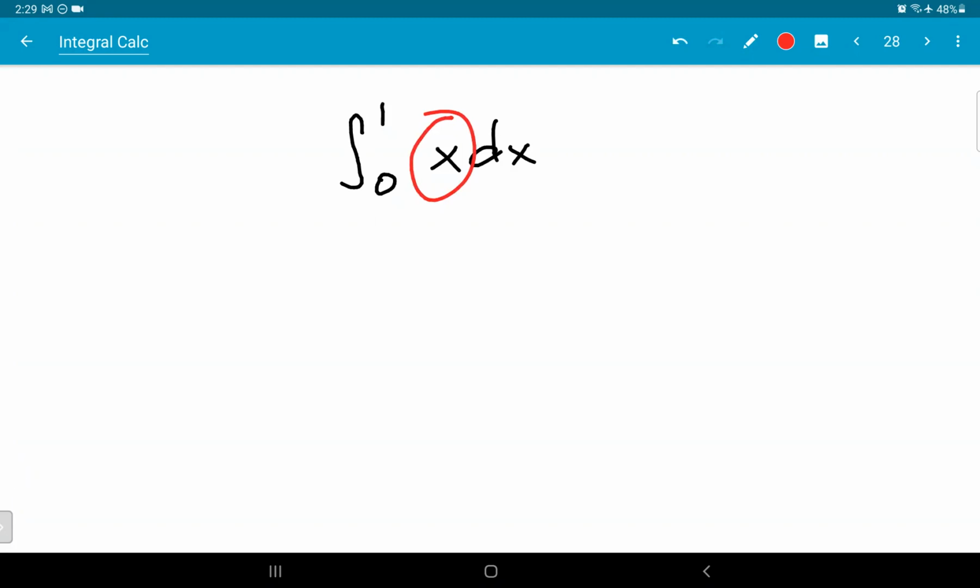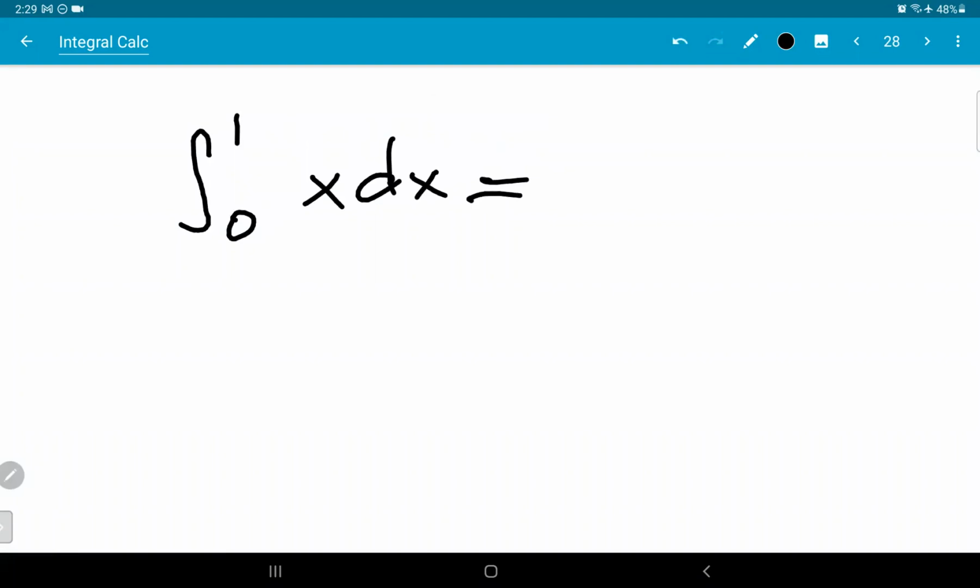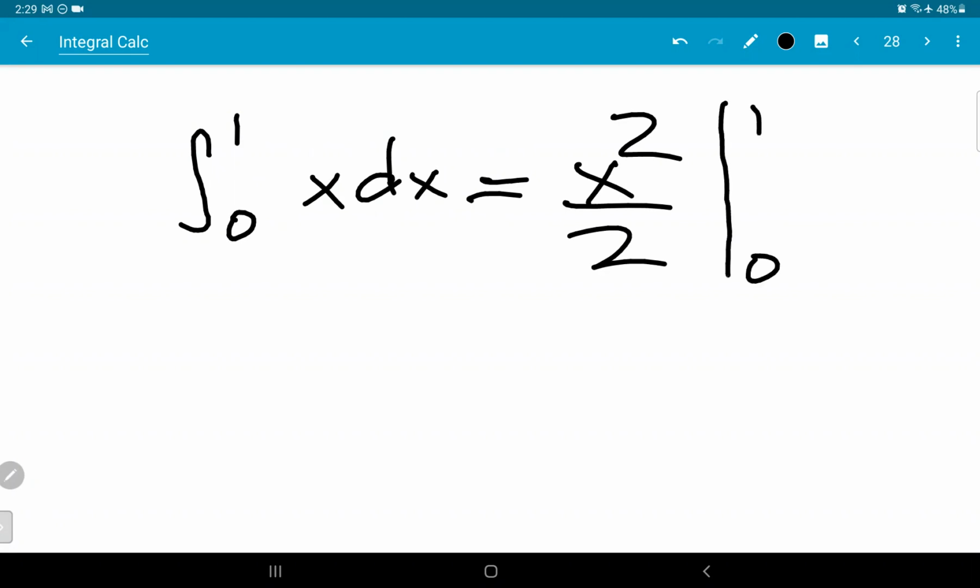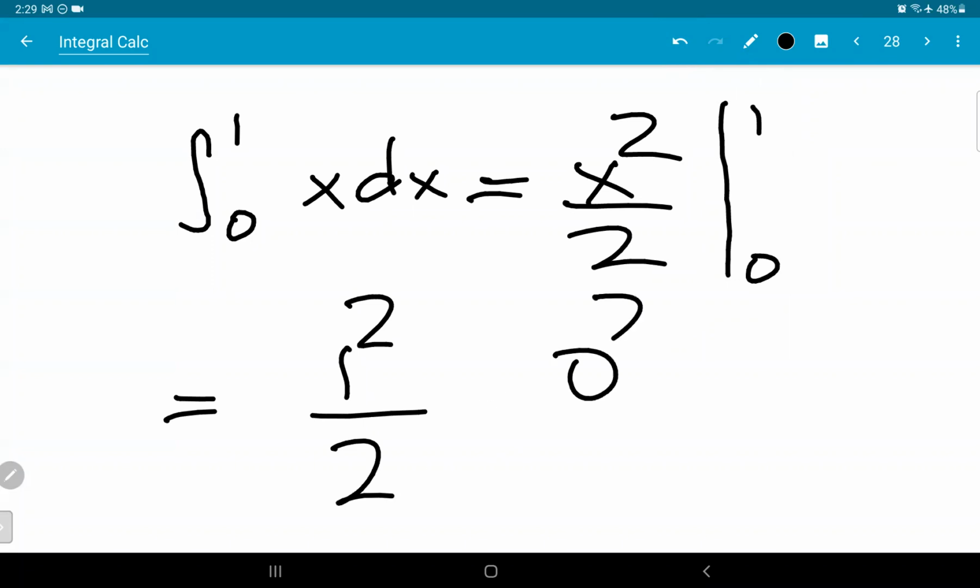X squared over 2, right? We discussed that. So you use the antiderivative instead of using capital F. Let me just give it here directly as x squared over 2. And to remind us that we are integrating from 0 to 1, I put them right here. 0, 1. That means I will be substituting 1 first, and then 0, and then I will be subtracting. So I will have 1 squared over 2, and then substituting 0, 0 squared over 2.